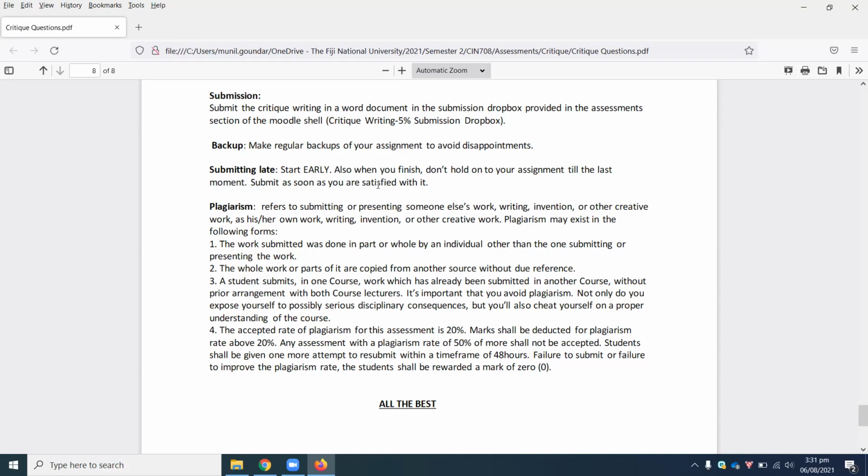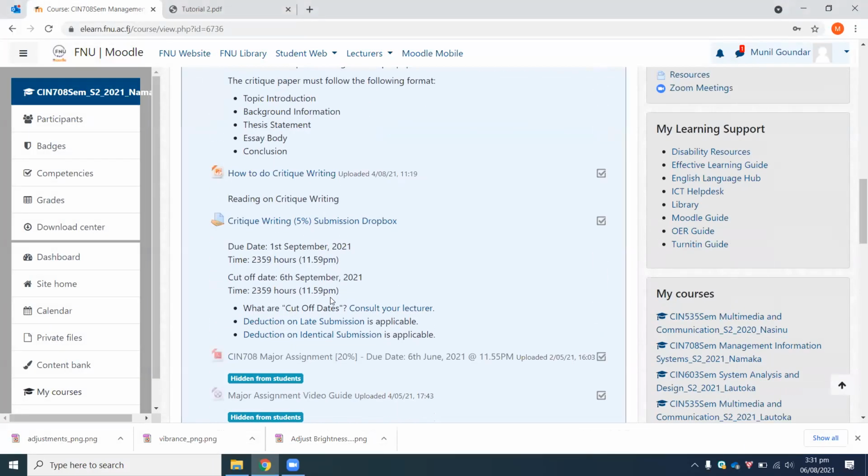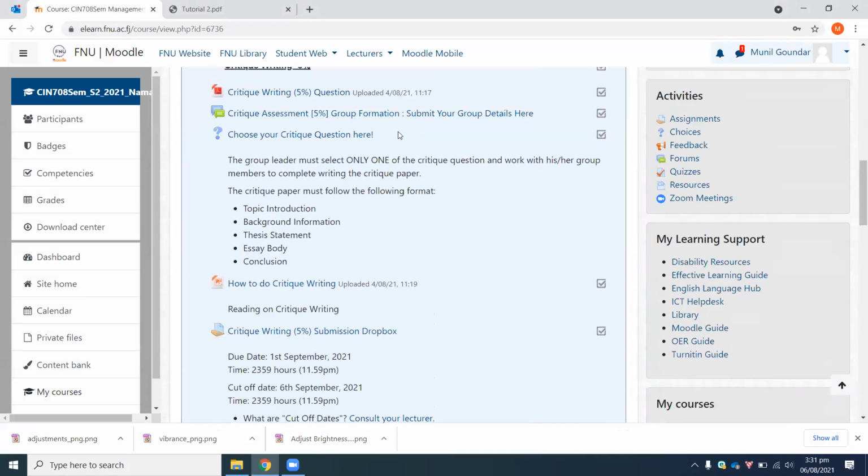It's a 700 level unit. Okay, and I think by now all of you should understand this. If you copy, if you submit late, okay, marks will be deducted for it accordingly. Yeah, and all the best. So this is your assignment. Now moving on, this is what I want to go through.